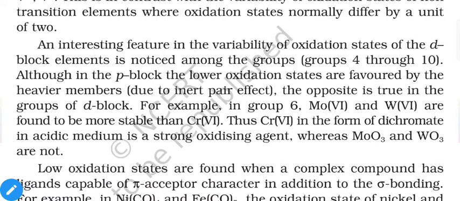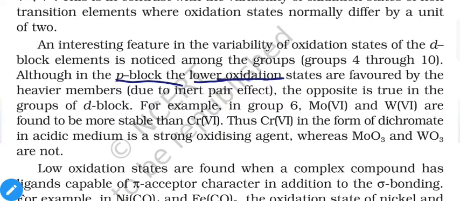Now the second thing in contrast with p block elements is, in p block elements lower oxidation states are favorable, that means they are more stable, whereas in case of d block elements higher oxidation states are comparatively stable. The reason for that, again same thing: p block elements are usually non-metals or semi-metals and d block elements are metals. So first thing, p block elements have stronger attraction towards the electron, whereas d block elements have weaker attraction towards the electron.